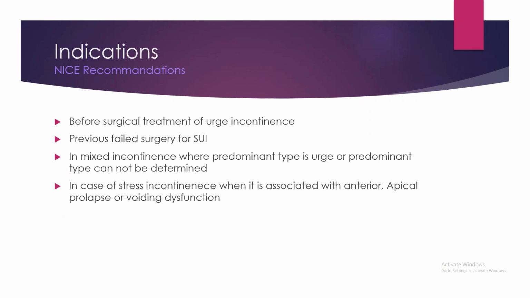Now, what are the indications of urodynamics? There are so many indications, but from the MRCOG examiner's and urogynecological point of view, there are only four indications, and remember all of them very well. First, before surgical treatment of urge incontinence. Second, previous failed surgery for stress urinary incontinence. Third, in mixed incontinence where the predominant type is urge incontinence or the predominant type is not known or cannot be determined. Fourth, in stress incontinence when it is associated with either anterior or apical prolapse or voiding dysfunction.